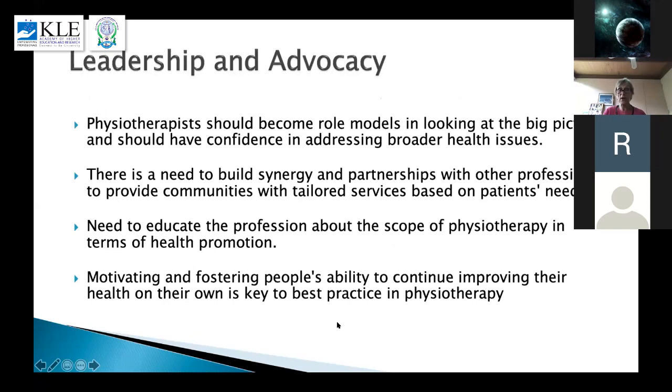We need to build partnerships, if you like, with other health professionals to provide communities with services based on the patient's needs, not just on what we think, but what the patients believe they need. We need to educate the profession about the scope of physiotherapy in terms of health profession, because many physiotherapists don't think about it and don't use the word health promotion. And motivating and fostering people's ability to continue improving their health on their own is the best practice in physiotherapy.